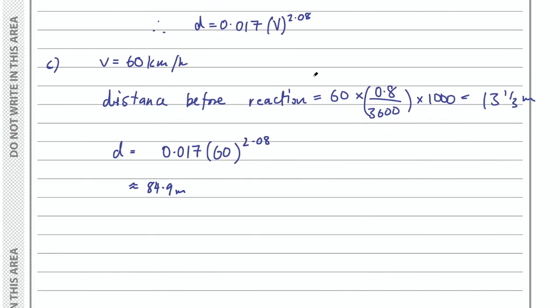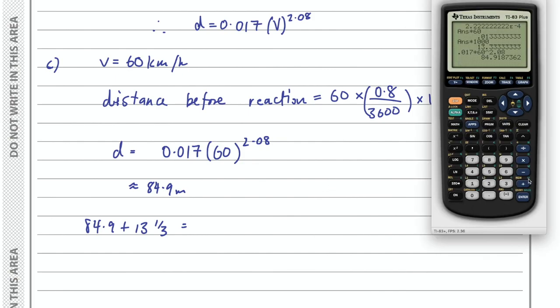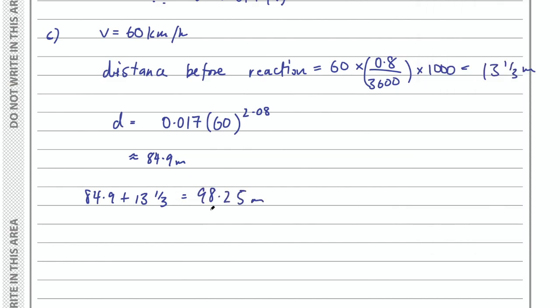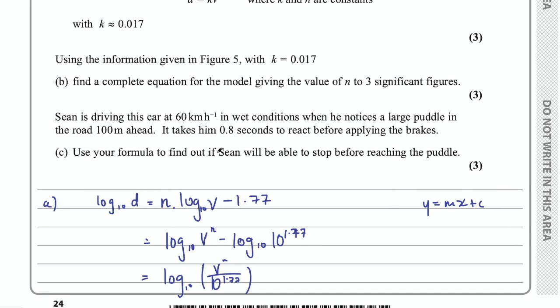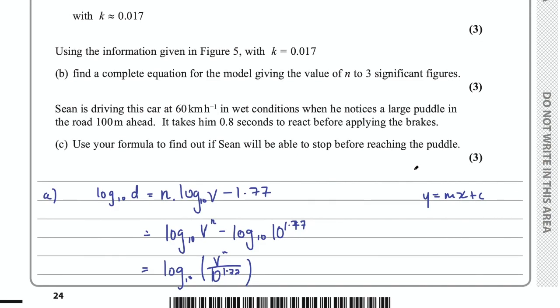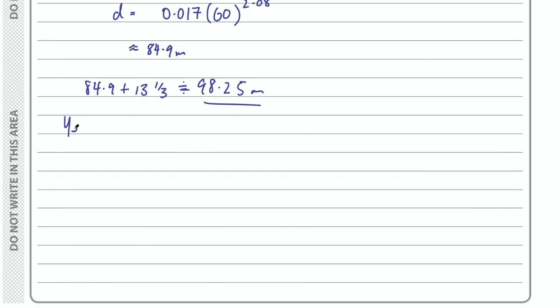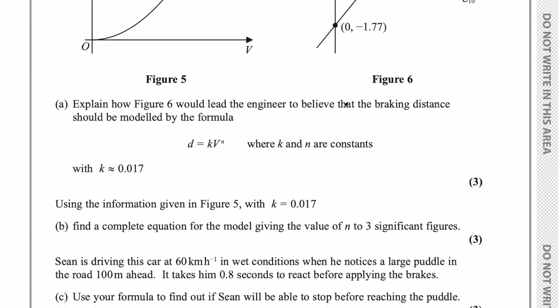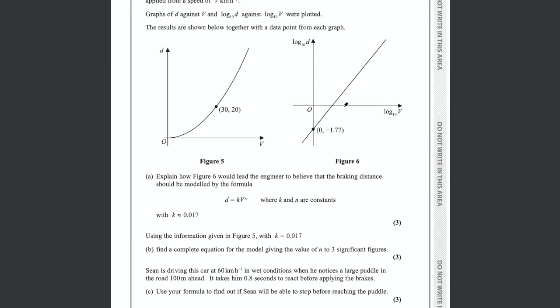84.9 meters. So total distance that he's traveled after seeing the puddle initially would be 84.9 plus 13 1/3. And well, it's going to be less than 100, but let's just get a number. We get 98.25 meters, approximately. So to answer the question, which was to determine if Sean will be able to stop before reaching the puddle: yes, he will. Sean will stop before reaching the puddle. And I think that was everything for this question. So that was part C for 3 marks and a total of 9 marks for question 9.